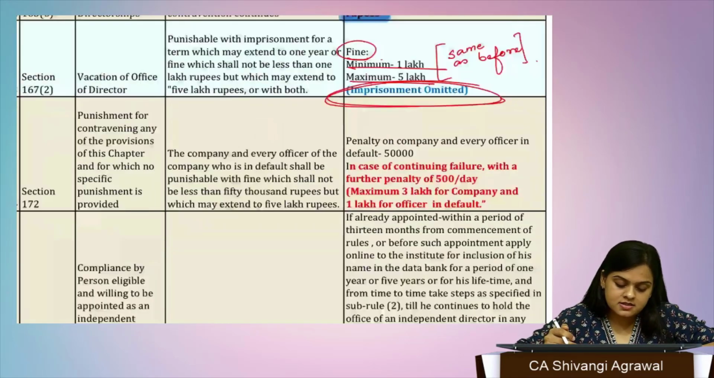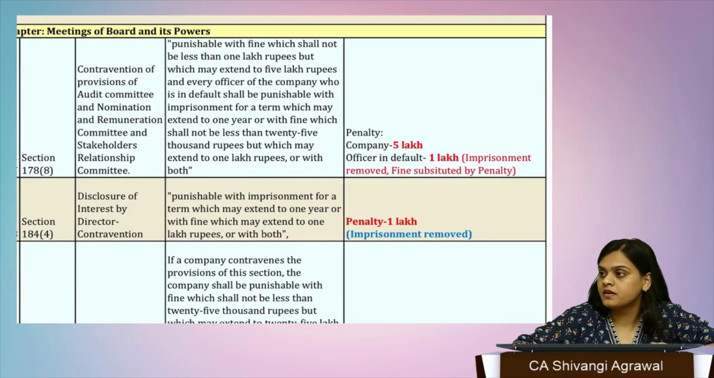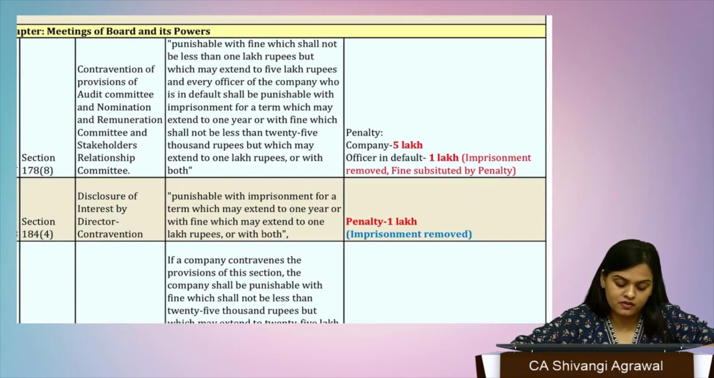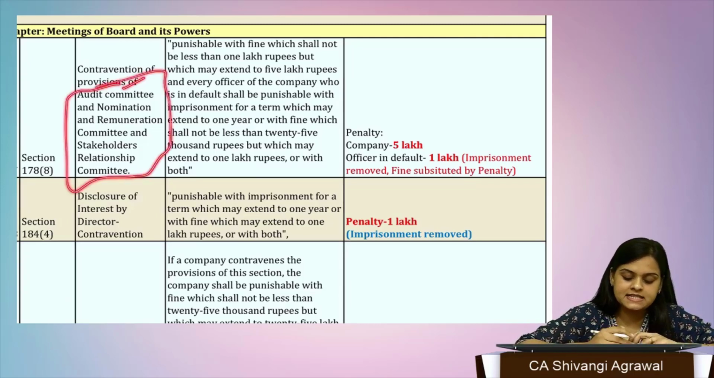So we have discussed the amendments with respect to the chapter on directors, right? Appointment and qualification of directors. Okay. Now comes the next chapter, meetings of board and its powers. The very first amendment is just a simple penalty, section 178, which talks about the contravention of these committees.